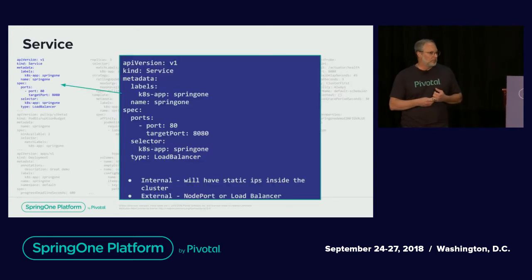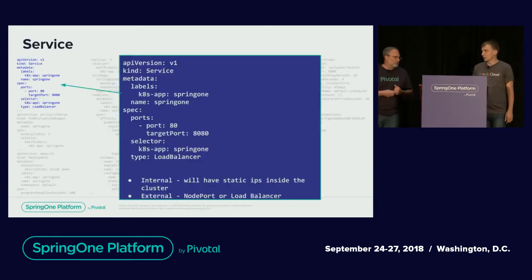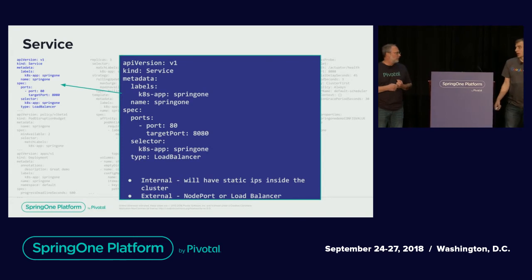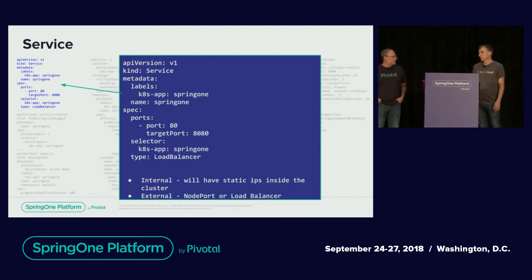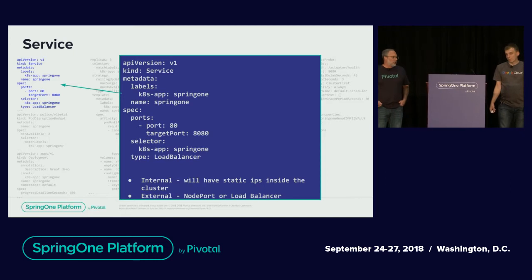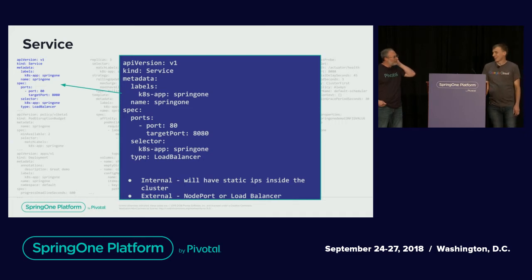Yeah. And for this, Kubernetes provides the concept called service. You can create internal services with static IPs inside the cluster and external services with node port or load balancer type. So you said internal and external services? Yes. Yes, Eric.